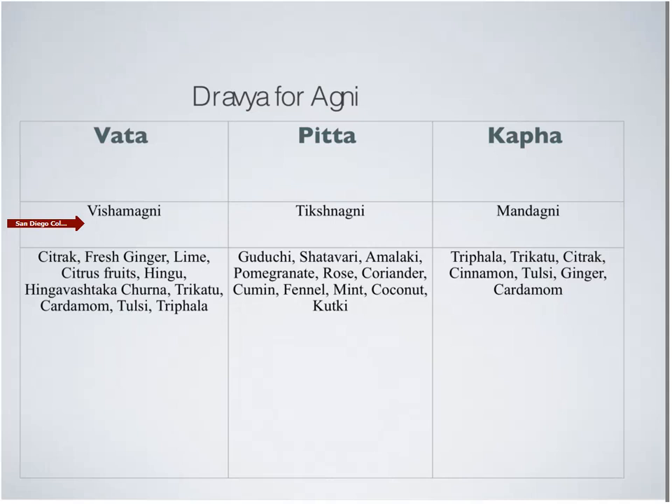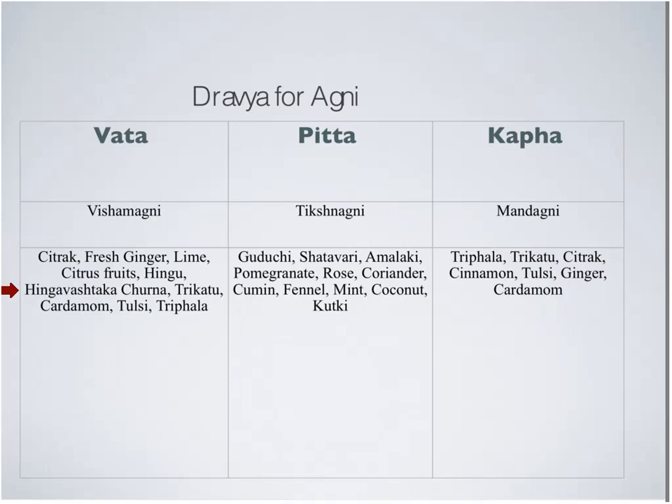Some of the herbs given to Vata for Vishama Agni, even with constipation or dry hard stool, are Chitrak and fresh ginger, not dry ginger. Dry ginger will increase Vata, fresh ginger will decrease Vata, especially in Vishama Agni. Lime and citrus roots help in production of digestive enzymes and are very cleansing for the digestive tract. Hingu is great, but it's very heating, so Pitta should take it in very small amounts.